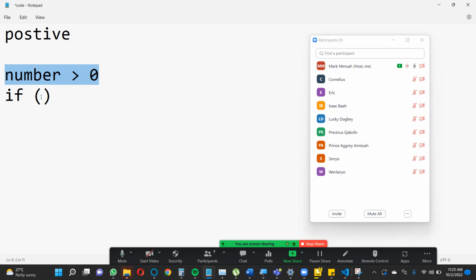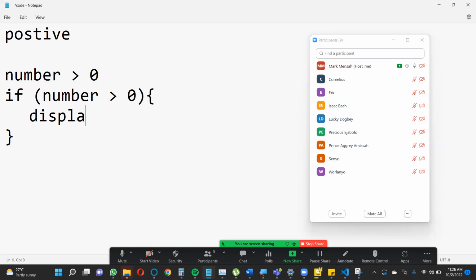This piece of code solves one half of our problem for us. It tells us that if you are a number and you are bigger than 0, what should happen? We should tell the user that the number is positive. That means we should display to the user that the number is positive. Full stop.